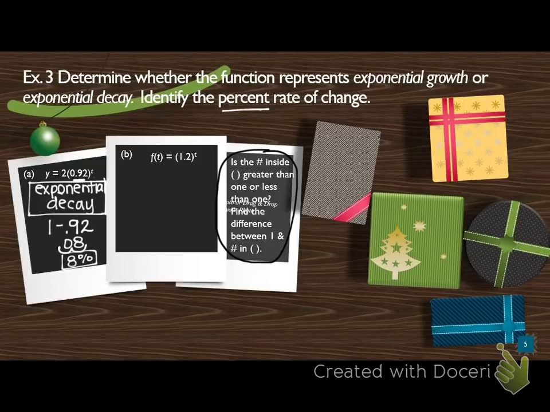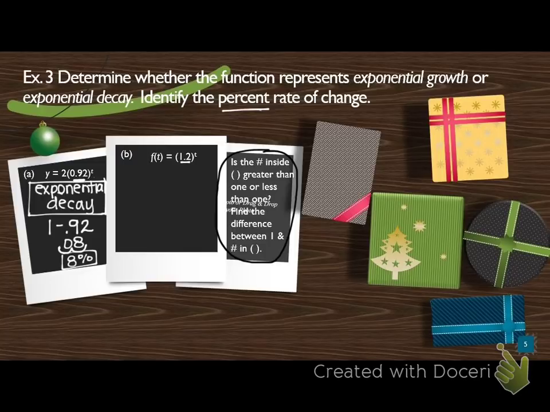So we know it's decay because the number in the parentheses is smaller than 1. If we take 1 minus the 92 hundredths, we get 0.08. Move that decimal 2 places to the right, and it becomes 8%. Now, pause, see if you can figure out B.